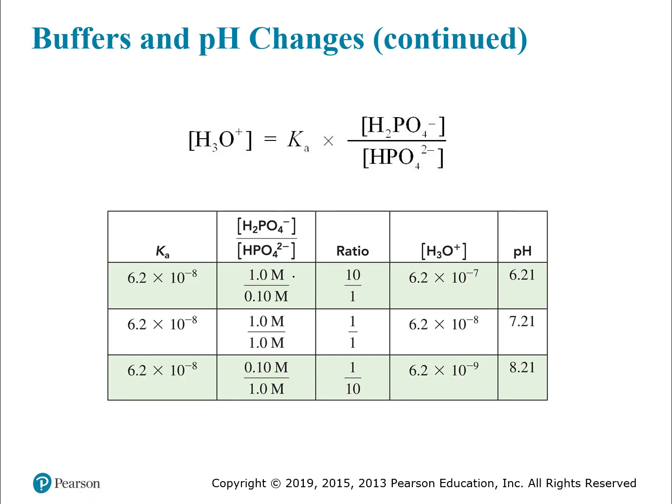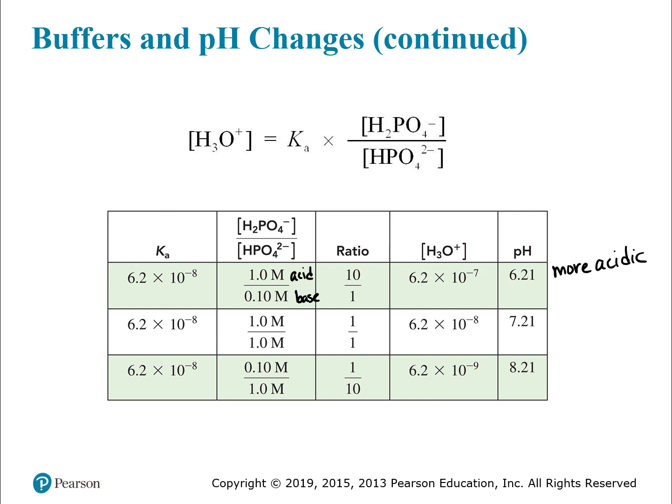When we look at this ratio and we play around with some numbers, let's say that in the first scenario we've got 1 molar acid and 0.1 molar of the base. That's a ratio of 10 to 1. So we've got a lot more acid than we do base. Your pH is going to be lower. It's going to be more acidic, which makes sense, right? You've got more acid, so you have more hydronium in solution.